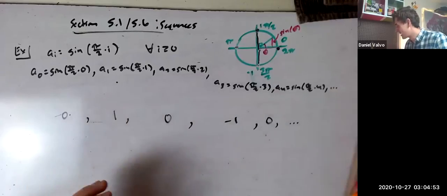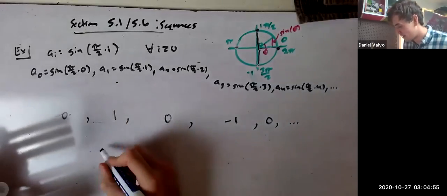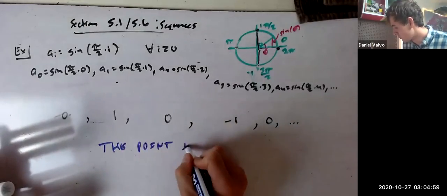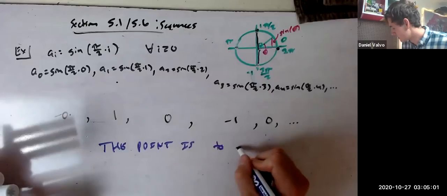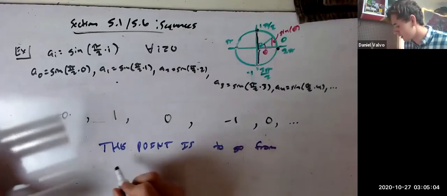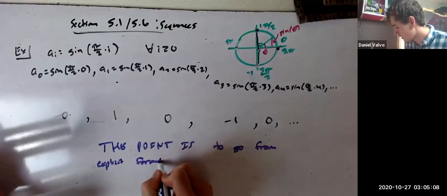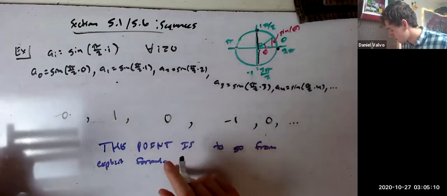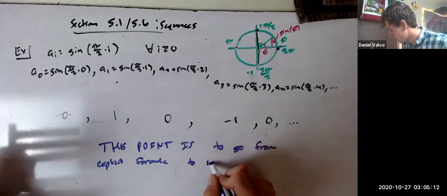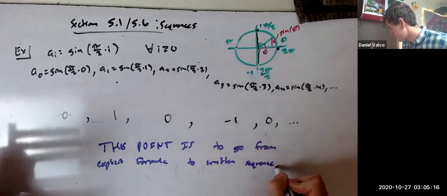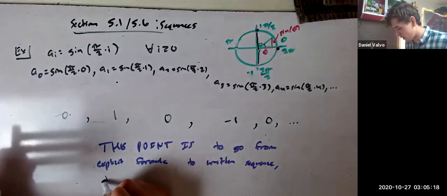The point of this is to go from explicit formula to written sequence. Just plug in.